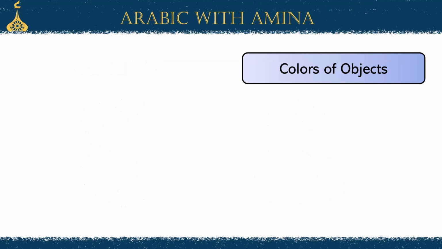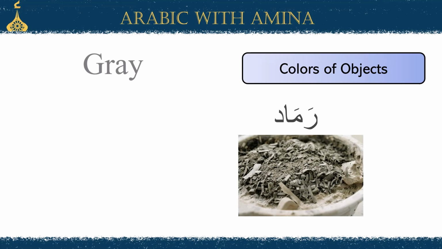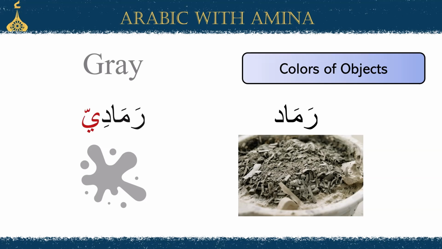Now let's take another example. Gray. The Arabic word for ashes is ramad. And as you can see, ashes or ramad are gray in color. So we follow the same rule and add a ya at the end to form the color gray, making it ramadi. Ramadi. So when you think of the color gray, think of ashes, ramad.